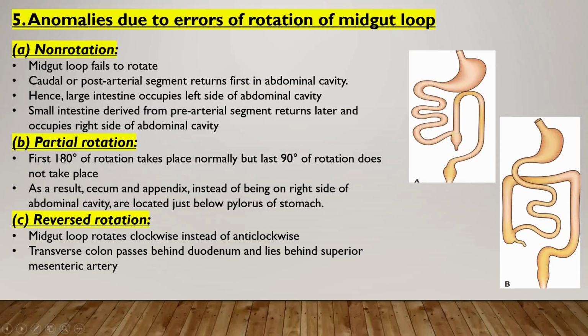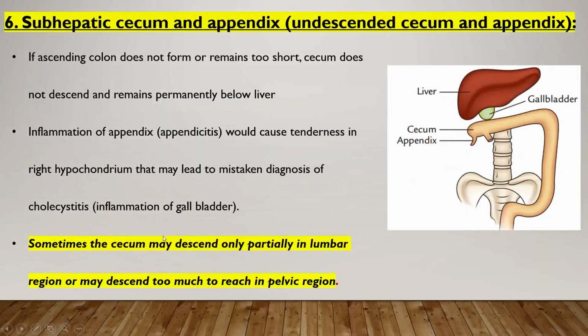Partial rotation. Here the first 180 degrees of rotation takes place normally, but the last 90 degrees of rotation does not take place. As a result, the cecum and appendix, instead of being on the right side of the abdominal cavity, are located just below the pylorus of the stomach. And the third one is reversed rotation. Here the midgut loop rotates clockwise instead of anti-clockwise. So the transverse colon passes behind the duodenum and lies behind the superior mesenteric artery.